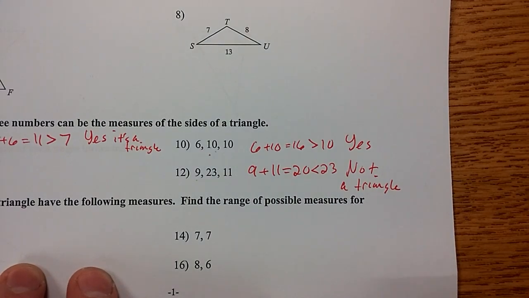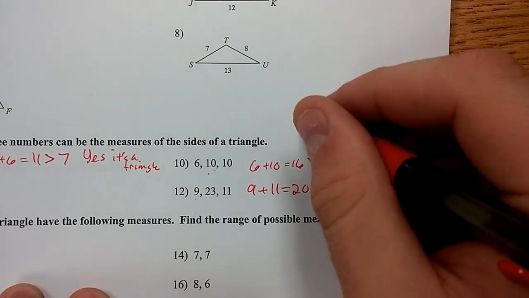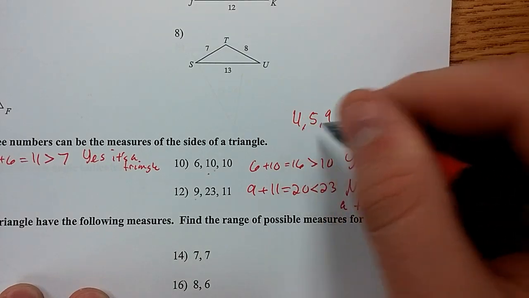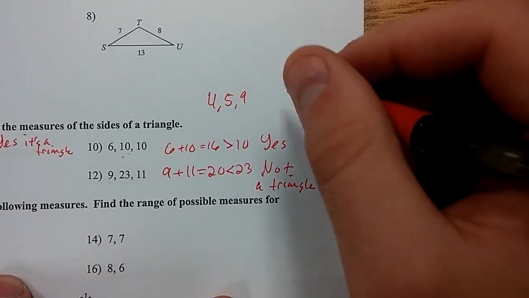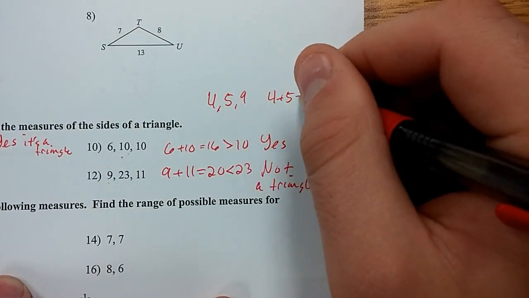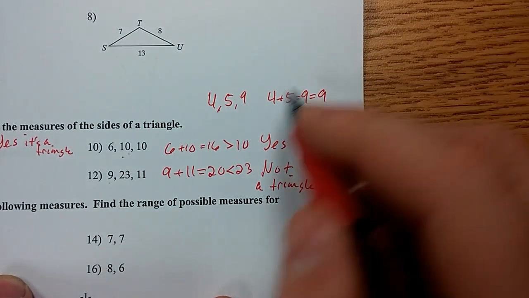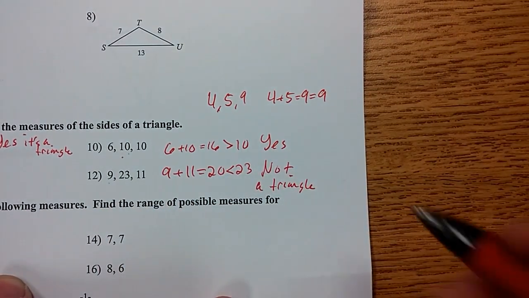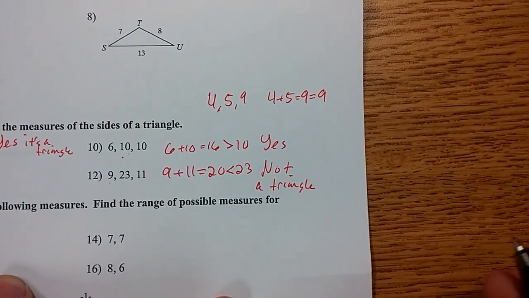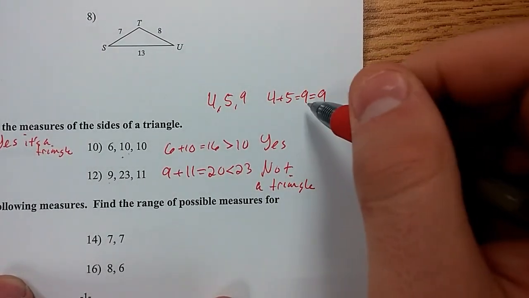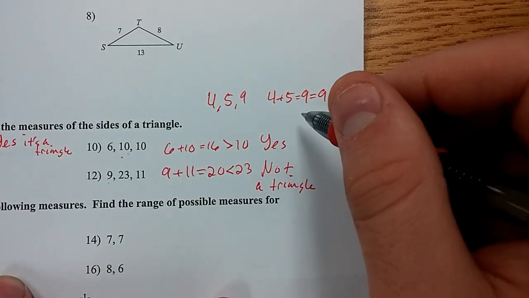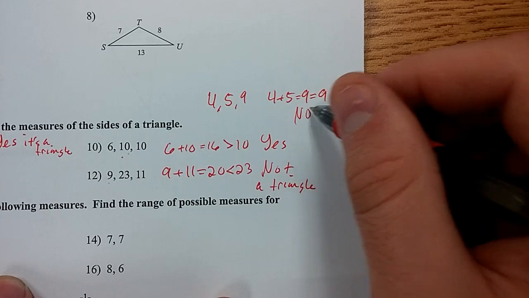You might be asking yourself, what if the two sides are equal? So if I have 4, 5, and 9. This is also not going to be a triangle because 4 plus 5 is equal to 9. And the statement says it's got to be greater than. And equal does not mean greater than. So this will actually be a collapsed triangle. It won't actually be a triangle that you can see. So this is a no as well.